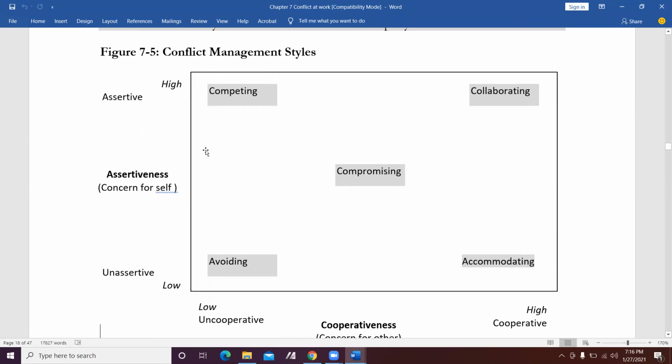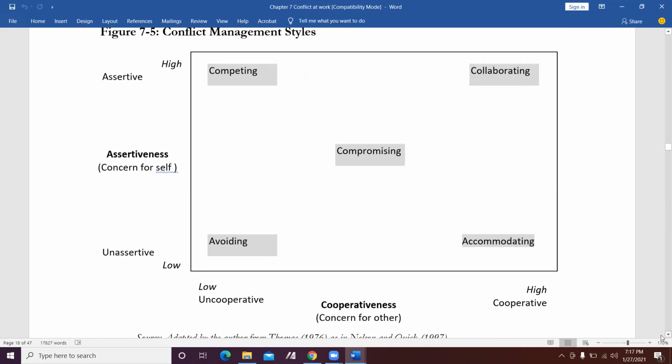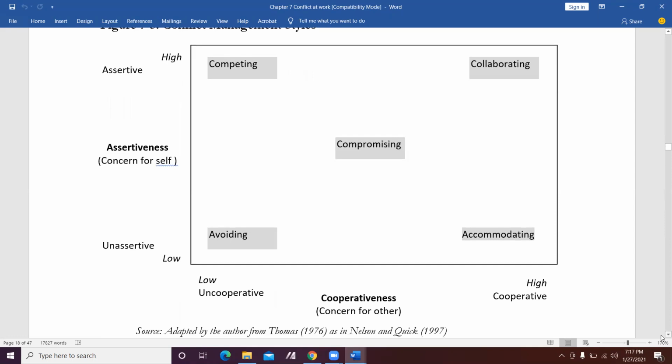Okay, look at this one. Is this familiar to you? If not, now try to understand. Conflict management styles, from that famous theory proposed by Professor Thomas in 1976, yes.